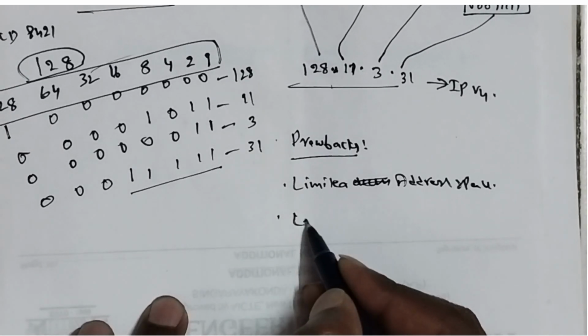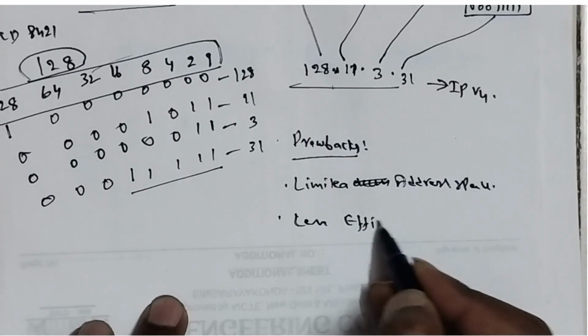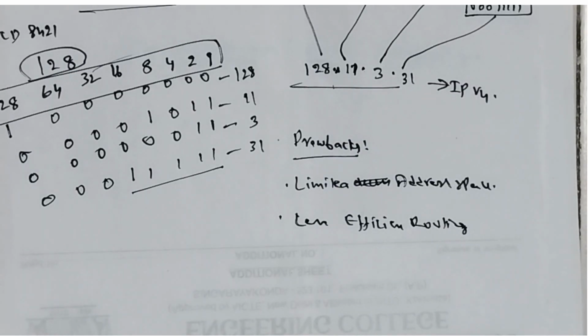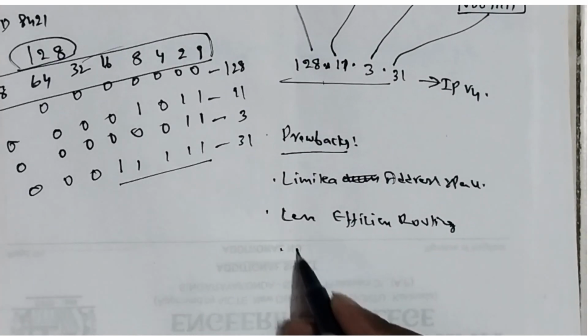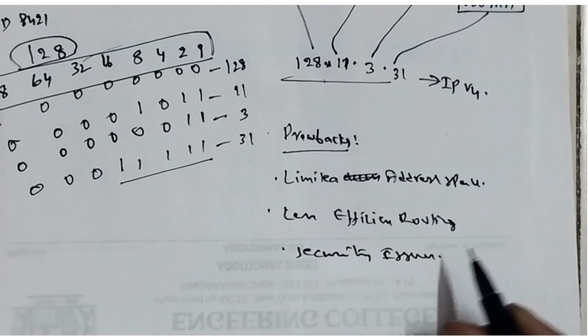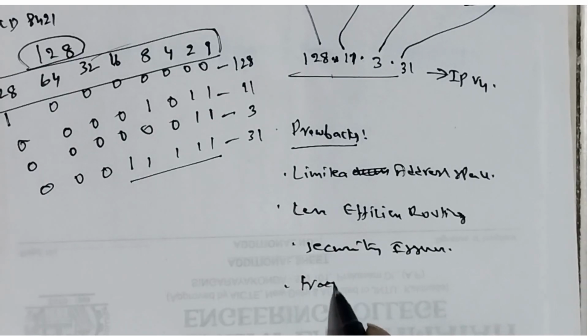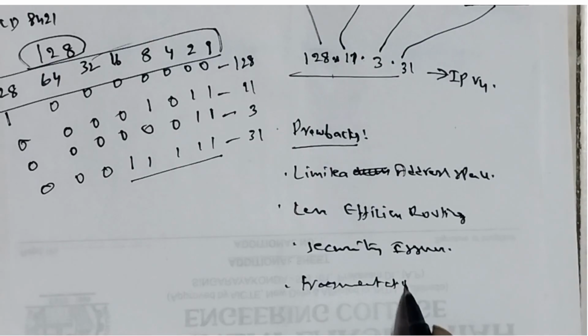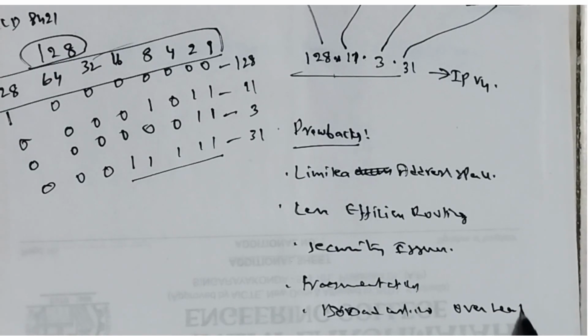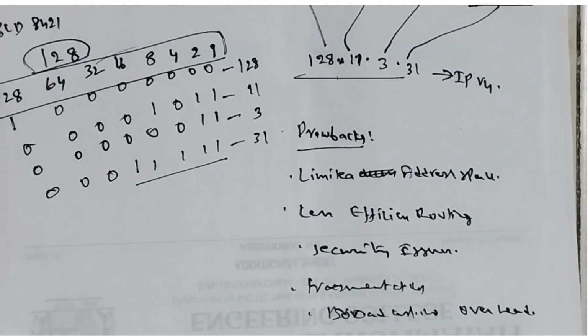The second one is less efficient routing. IPv4 addresses are more complex, which can slow down the data processing and routing. Okay, security issues. It is the old version, so there will be a lot of security issues and fragmentation, as well as broadcasting overhead. Okay, these are the drawbacks of IPv4.